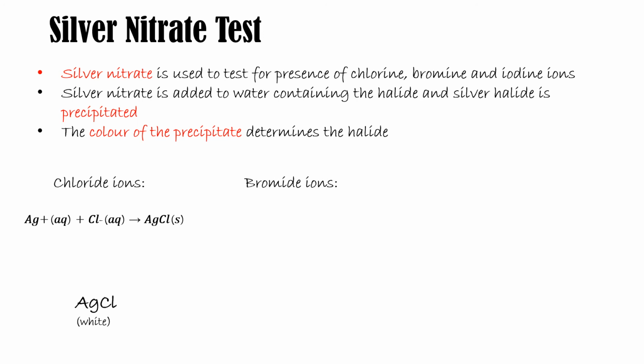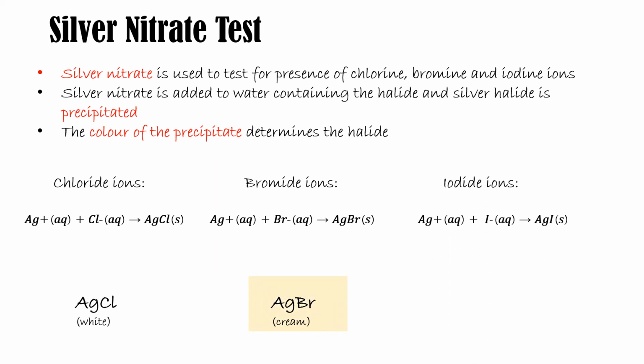For bromide, the ionic equation looks like this. And the colour of the precipitate of silver bromide is cream. Iodide ions have this ionic equation. And when silver iodide is formed, it has a yellow precipitate. Cream and yellow can be very difficult to distinguish between.